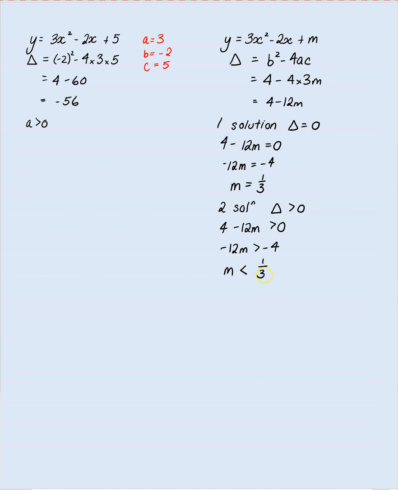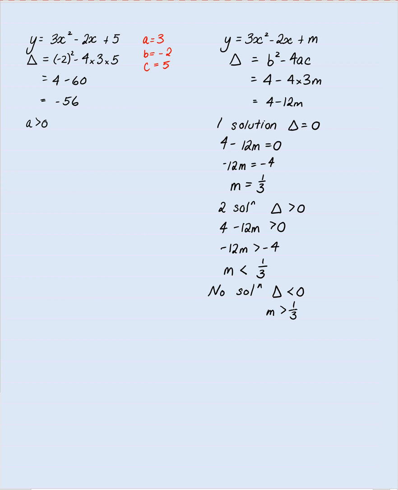So we've got the situation now: when m equals 1/3, we would have 1 solution, 1 touches the x-axis. When it is less than 1/3, we're going to have 2 solutions, so 2 x-intercepts, and therefore there will be no solution when m is greater than 1/3. We don't have to work this out because there's only 1 situation left, which is when the discriminant is less than 0.